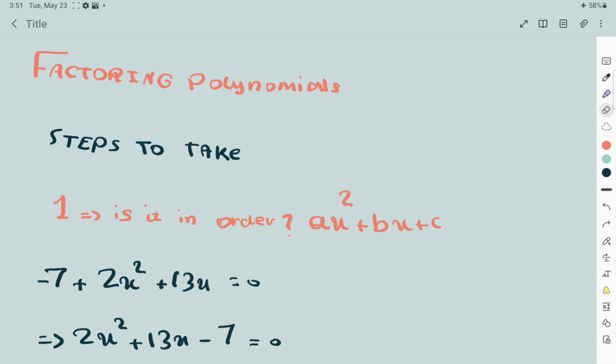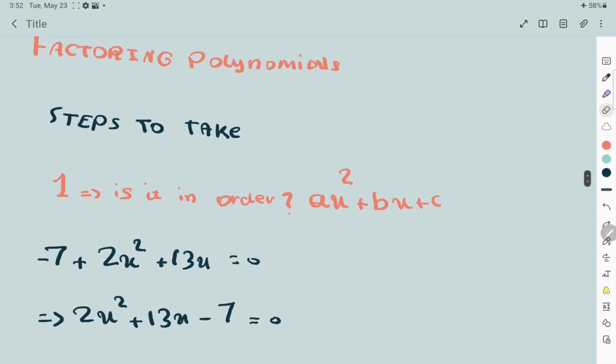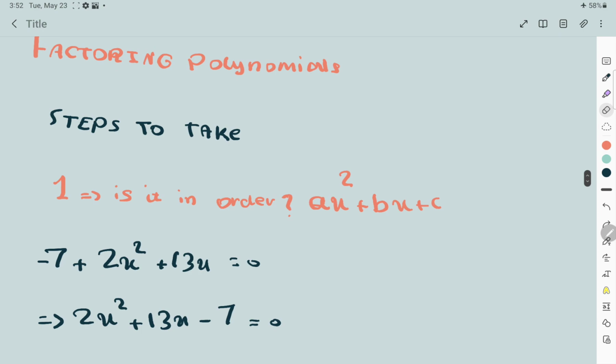Let's have an example. Before anything, remember that the standard polynomial is in the form of ax squared plus bx plus c. So this here is your standard form. All of your 3 terms polynomials must be in this order. The first step to check on this example is to see if it is in order. Is it the standard form?